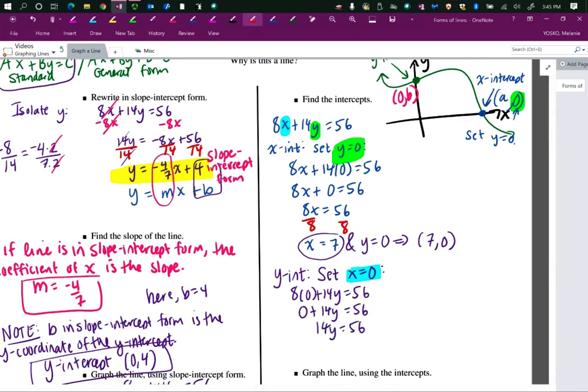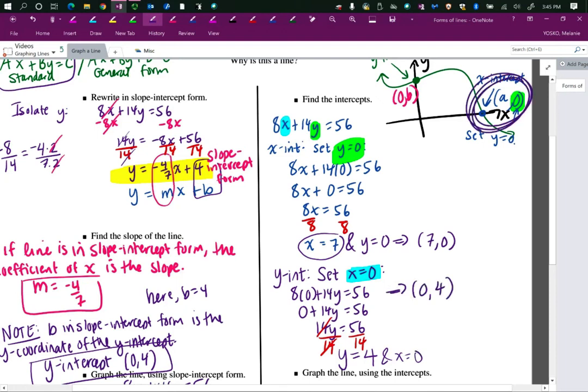We want the coefficient of y to be 1. So we divide by the current coefficient, which is 14. So we end up with 1y equals 56 divided by 14. Use your calculator, that is 4. But again, we see y equals 4, and x is 0, because that's how we started it. The y-intercept is 0, 4. And notice it's in this form that we used up here. Okay, so now we're going to graph this line using the intercepts.